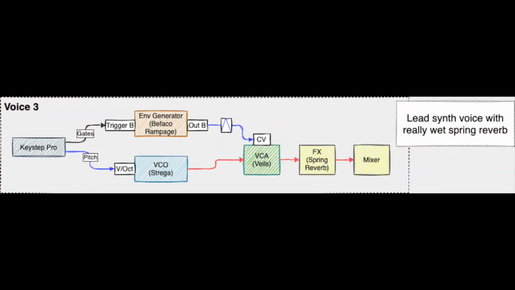The third voice in this patch, the main voice is coming from the Strega. I have a pitch CV going into the voltage per octave input from the Arturia KeyStep Pro. The gate output of the KeyStep Pro is going into the Bifaco Rampage to create an envelope, and the output of that envelope is driving the CV of another channel of Mutable Veils. Out of Veils, we're going into some really wet spring reverb, and then out to the mixer. So let's have a listen to this one.